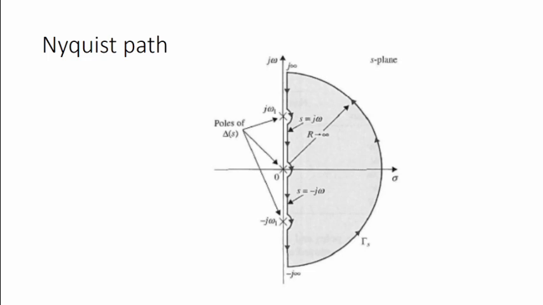So what is the Nyquist path? It is the entire right half where r is tending to infinity. Only thing, it is not passing through the poles that are lying on the imaginary axis. So the entire right half of the S-plane, Nyquist has declared, is the Nyquist path.